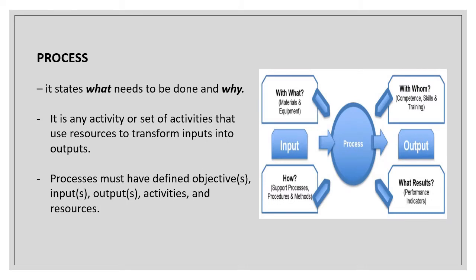We have here the process. It states what needs to be done and why. Look at the illustration. Our input are the materials and equipment. That is with what? How would be the procedures needed to produce the input into output? With whom is who will perform the process, and what results, what will they perform, or the indicators of the performance.